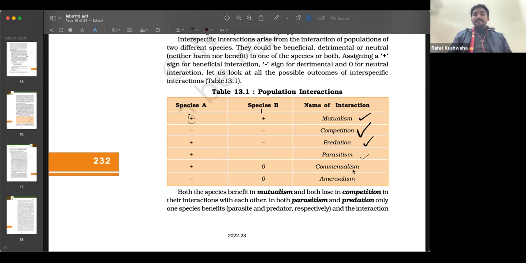Okay, so the fifth interaction is commensalism. Commensalism and amensalism are the two interactions which are not mostly heard but important. Here, commensalism is where one species is at benefit but the other is neutral. It is neither at a benefit nor at a loss. That's called commensalism.